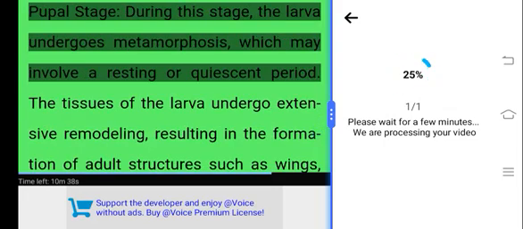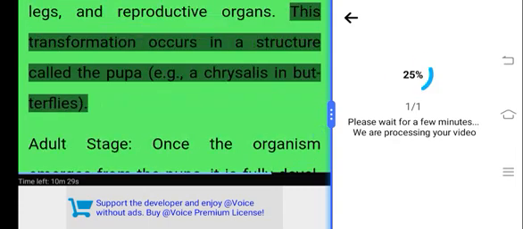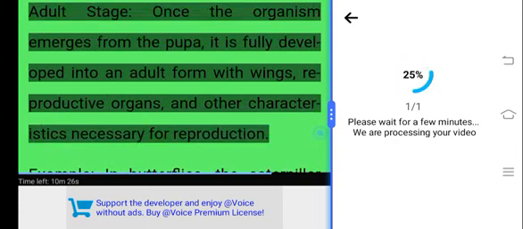Pupal stage. During this stage, the larva undergoes metamorphosis, which may involve a resting or quiescent period. The tissues of the larva undergo extensive remodeling, resulting in the formation of adult structures such as wings, legs, and reproductive organs. This transformation occurs in a structure called the pupa, e.g., a chrysalis in butterflies. Adult stage. Once the organism emerges from the pupa, it is fully developed into an adult form with wings, reproductive organs, and other characteristics necessary for reproduction.